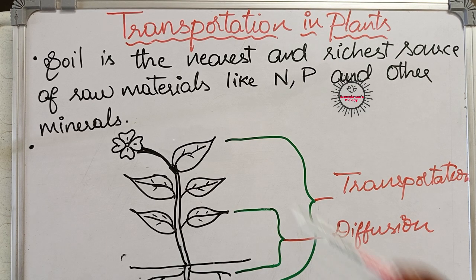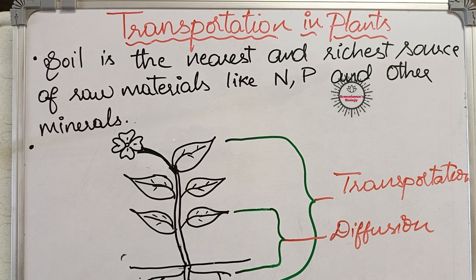Today we are going to learn about transportation in case of plants, a topic from the life process chapter. Transportation in case of plants. In case of animals, we have seen that for transportation they have heart, blood vessels and blood. Whatever the useful substance and whatever the waste substance may be, it will get transported through blood with the help of blood vessels and a heart in case of animals.